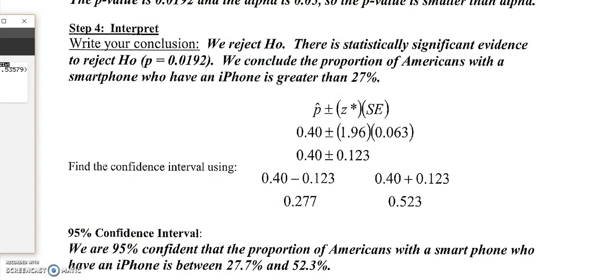So in the conclusion, I'm going to write the one I did by hand. And we are 95% confident the proportion of Americans with a smartphone who have an iPhone is between 27.7% and 52.3%. Again, if you put the answer from the calculator, it's only 1% difference. Again, the calculator is more of an exact answer. By hand is rounding a bit, but both answers are acceptable.